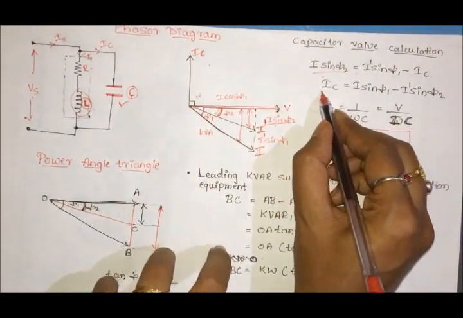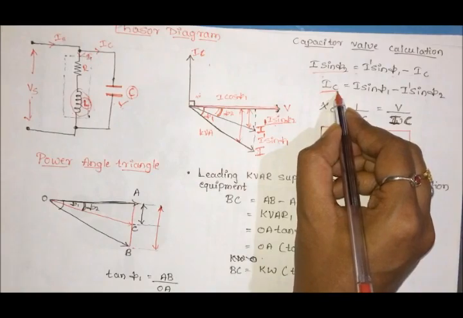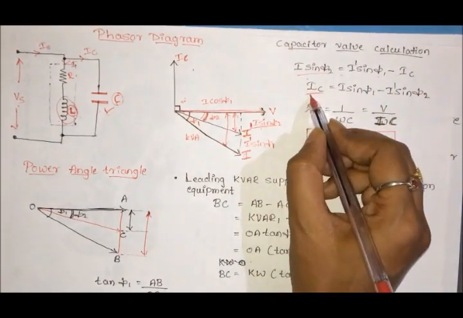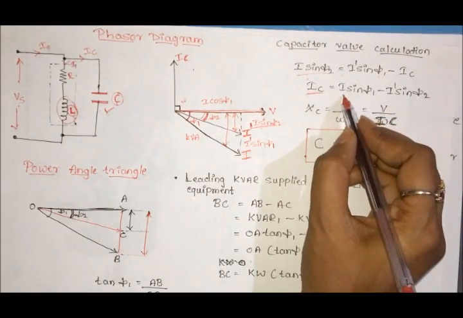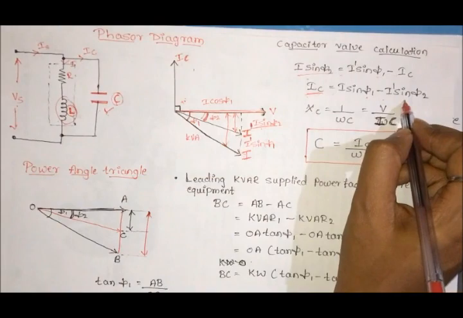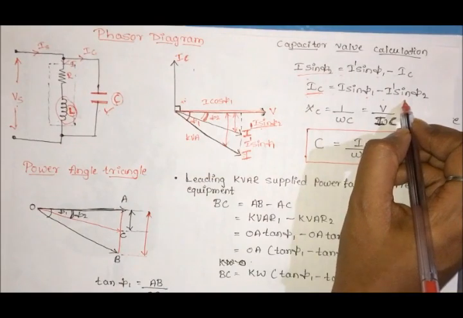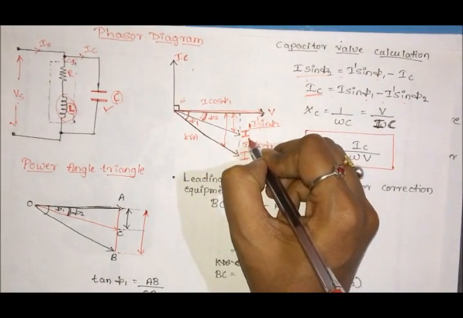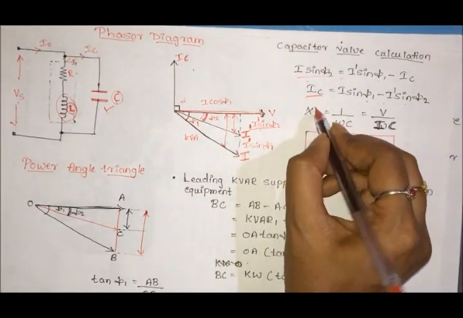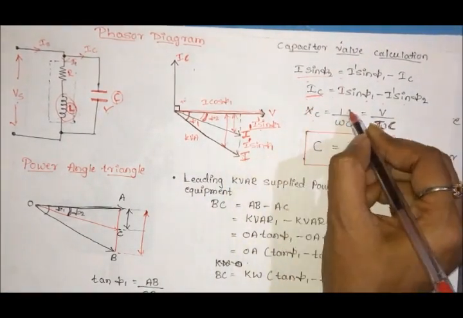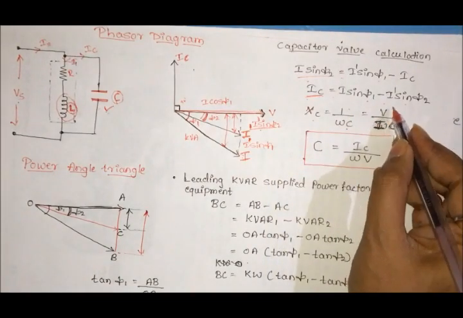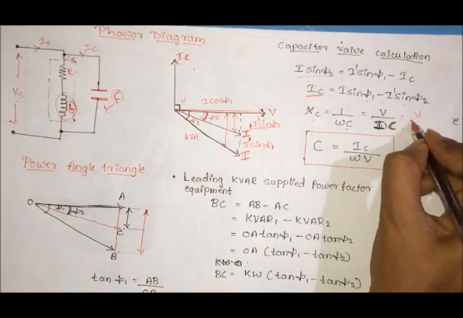So what I want is a capacitive current, so I will take IC outside. IC is equal to I sin phi 1 minus I dash sin phi 2. This one is I dash, this one is I. Next, we know the formula XC is equal to 1 by omega C. This can also be written as V by IC.